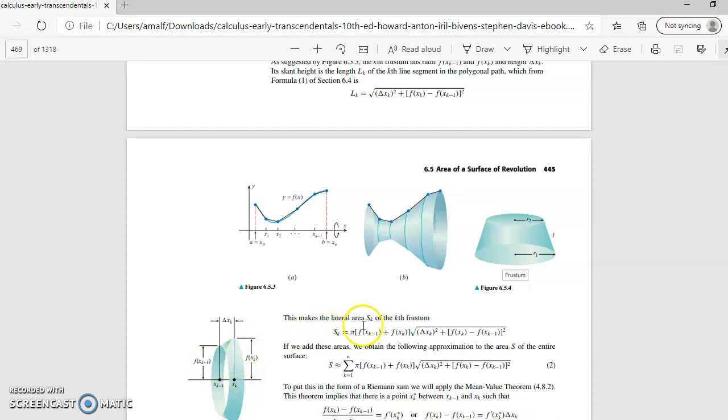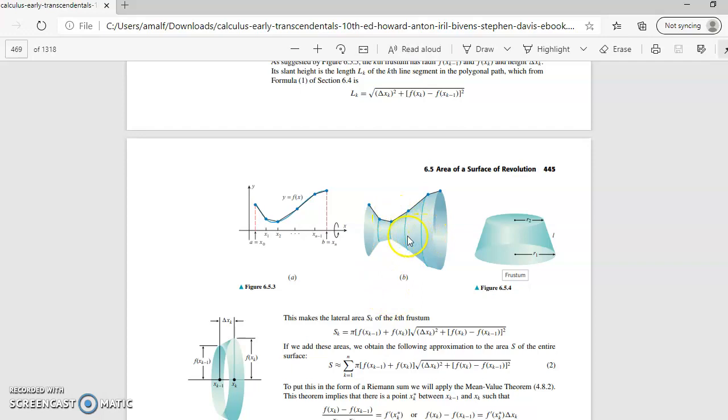So when you take one of the frustums, Sk, its surface area will be pi into R1 plus R2. Instead of R1 plus R2, you will have f of xk minus 1 plus f of xk, and the slant height L will be the length of this line segment. So that will be root of delta xk square plus f of xk minus f of xk minus 1, whole square. Now this is the surface area of the kth frustum.